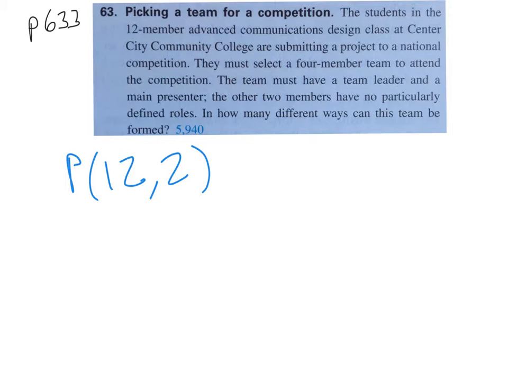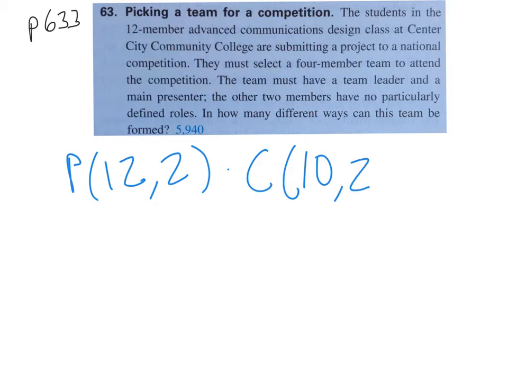Now, for the other people, we've already chosen our 2 here, so notice that means there's going to be 10 left to choose from. And it says the other 2 members have no particularly defined roles. Well, that's a pretty obvious way of saying that the order doesn't matter in this case. So for the other 2 people, it's going to be a combination. There's 10 to choose from because we already picked 2 for our leader and main presenter.